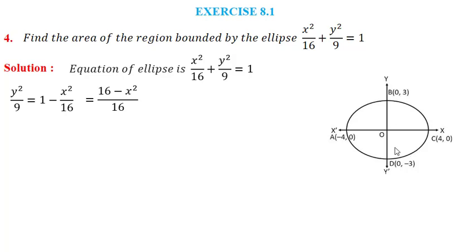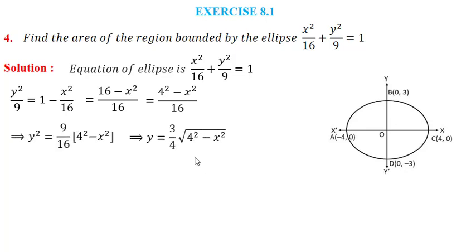Before doing that, I will first find the value of y in terms of x, because when I am calculating area in the first quadrant, I can use the formula A is equals to integration of y dx. So I want y in terms of x. Now here after simplification what we get? We get y is equals to 3 upon 4 root of 4 square minus x square.